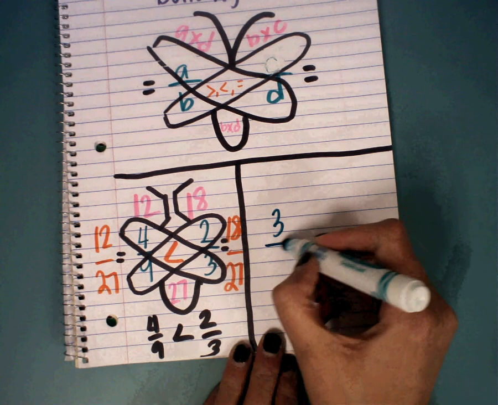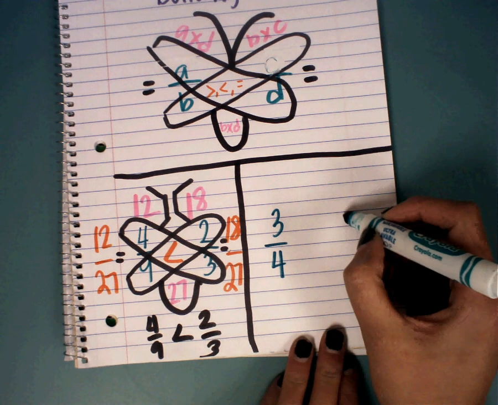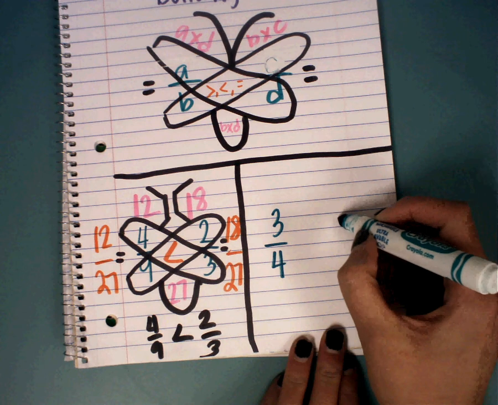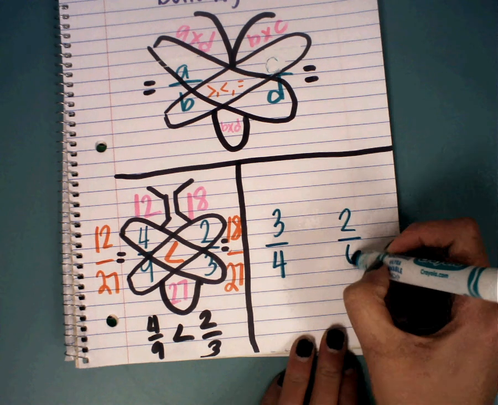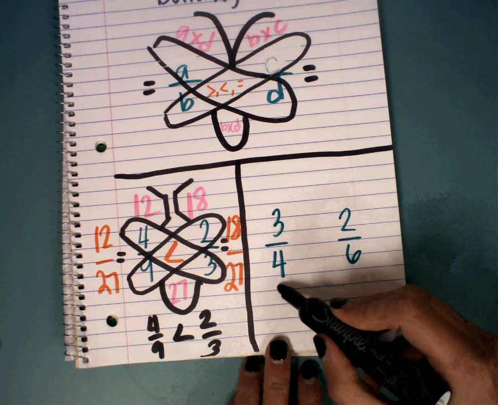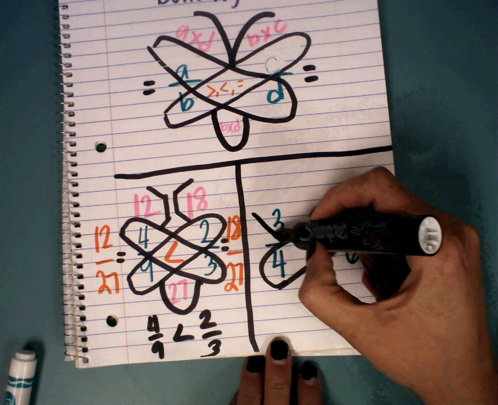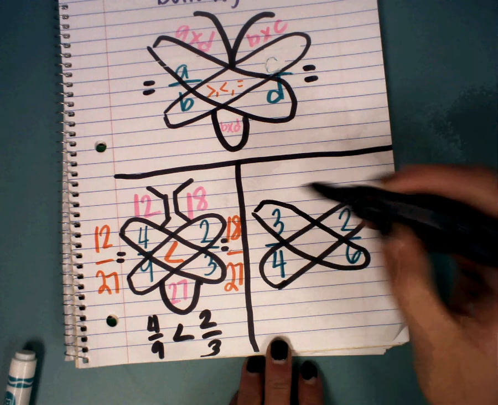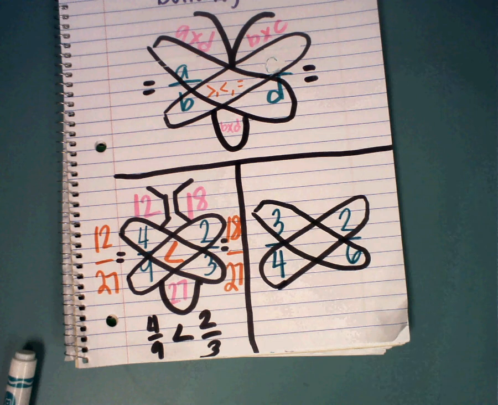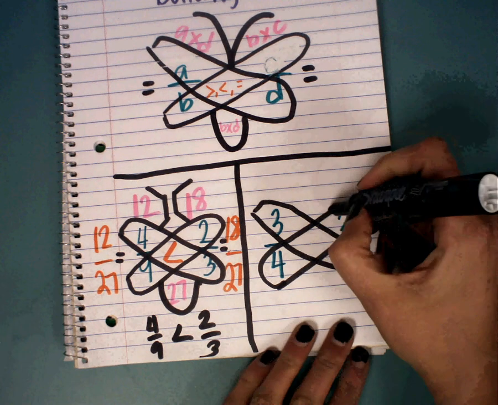Let's do 3/4 and 2/6. First step, I need to circle the denominator over here, numerator over here, and numerator over here, denominator over here, right? So I make my X. I make the wings of my butterfly. Now I need to draw my antennas.